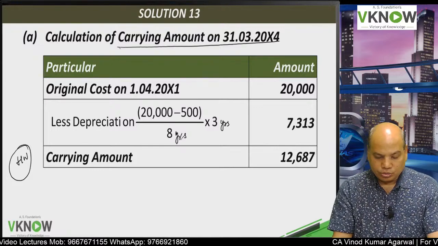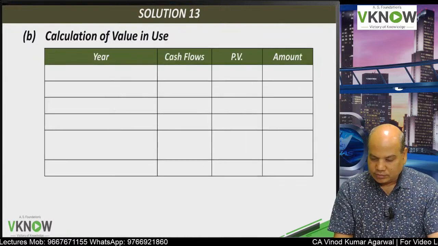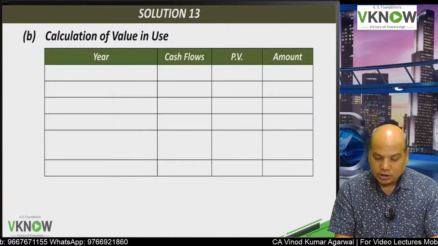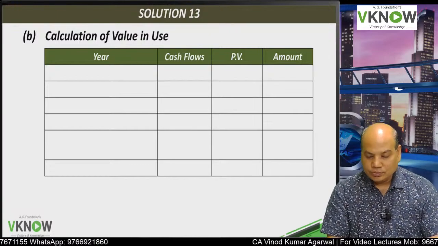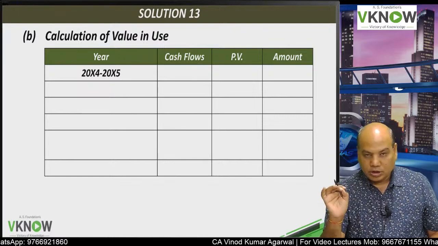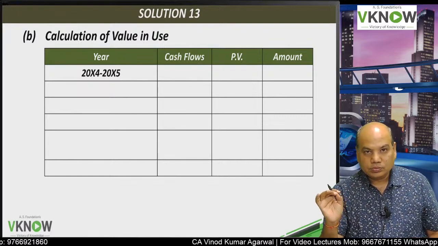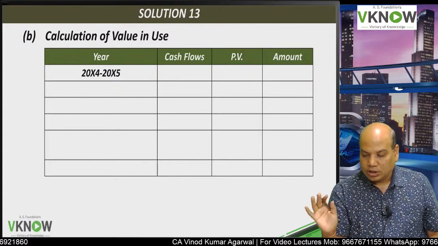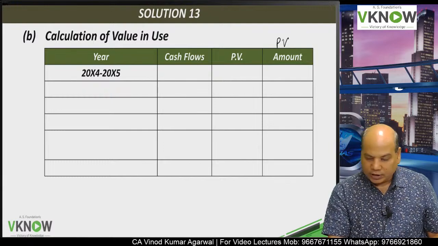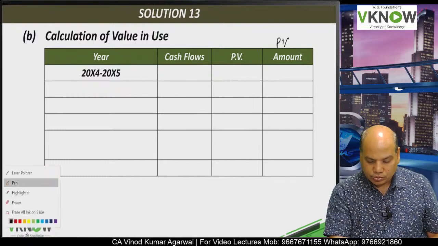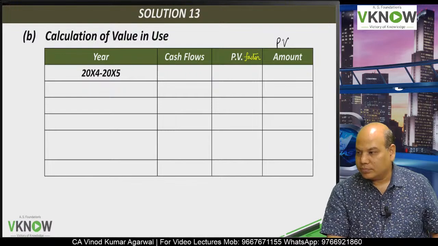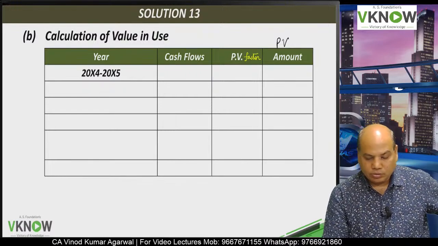Therefore carrying amount 12687. First answer is carrying amount is 12687. After that we'll calculate value in use, and for that draw these 4 columns: year, cash flow, present value factor and present value amount. Third column is present value factor. Fourth column is present value amount.